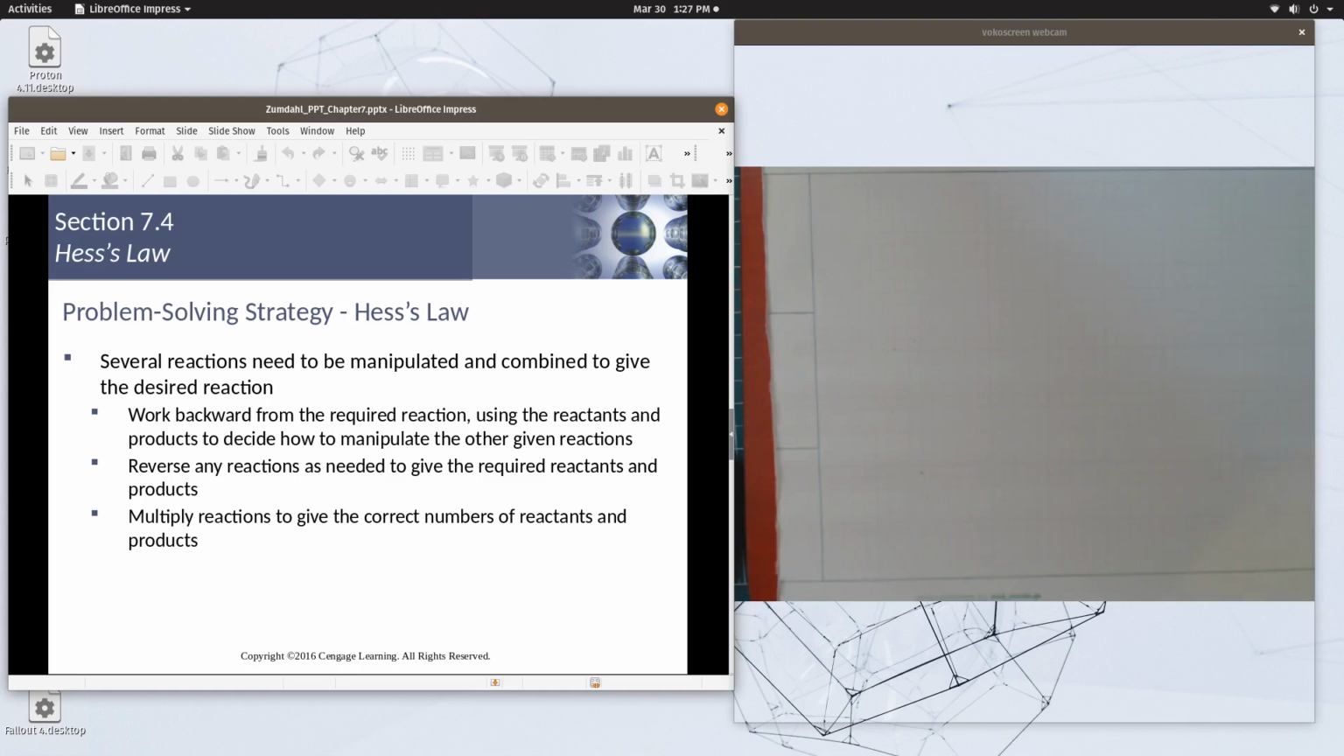Now, again, why does this all work? It's because enthalpy is a state function. Enthalpy is a state function. The change in enthalpy does not depend upon the pathway. I can pick different pathways and I will get the same delta H.